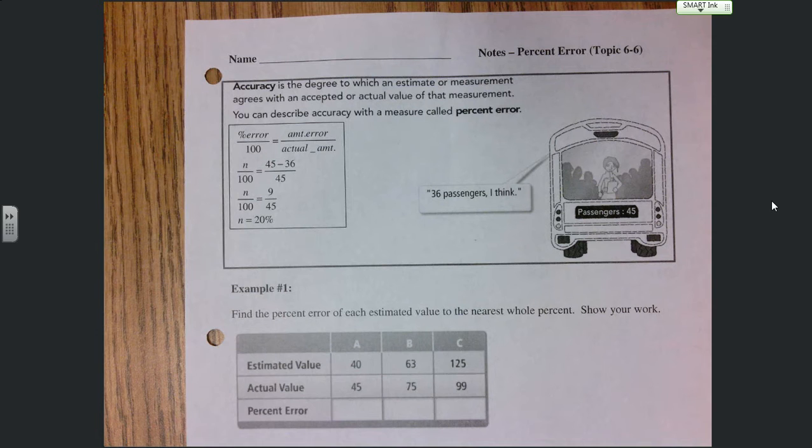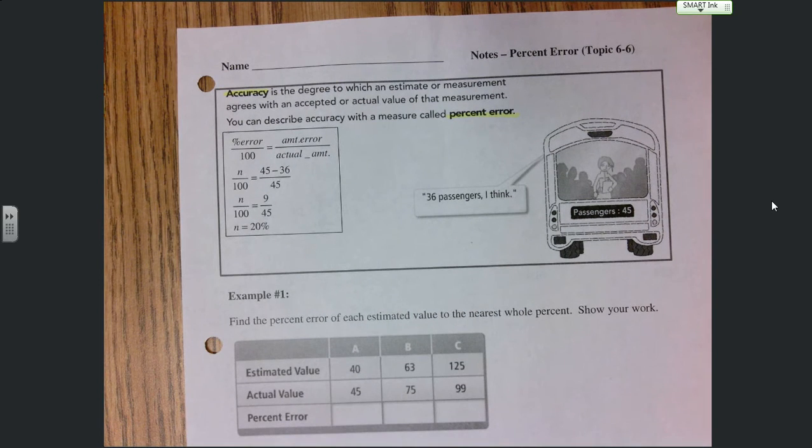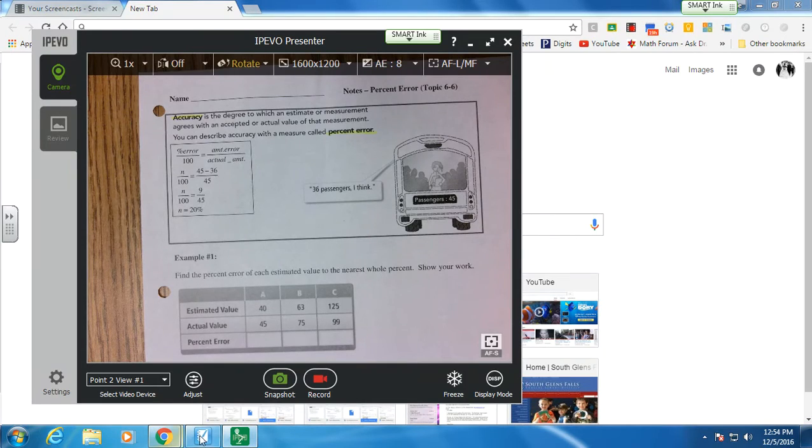If you got an 85, then you were 85% accurate, and then 15% inaccurate. So they're saying you can describe accuracy with a measure called percent error. So we have these two words here, accuracy and percent error. So I'm just going to bring up this scenario to you.